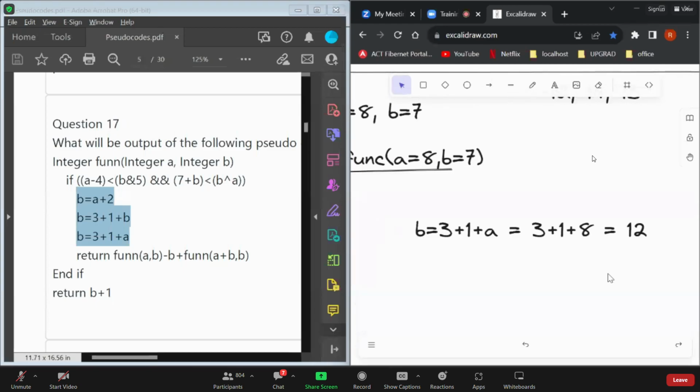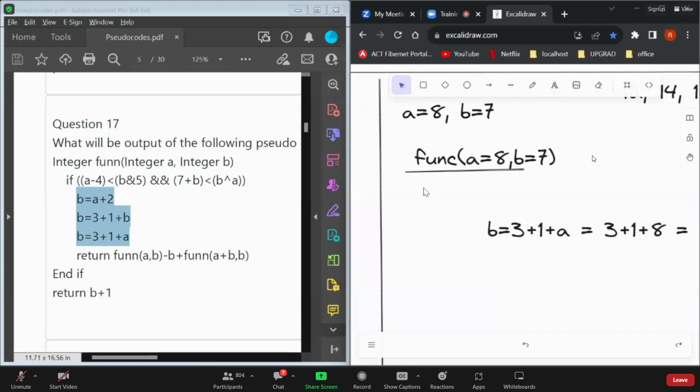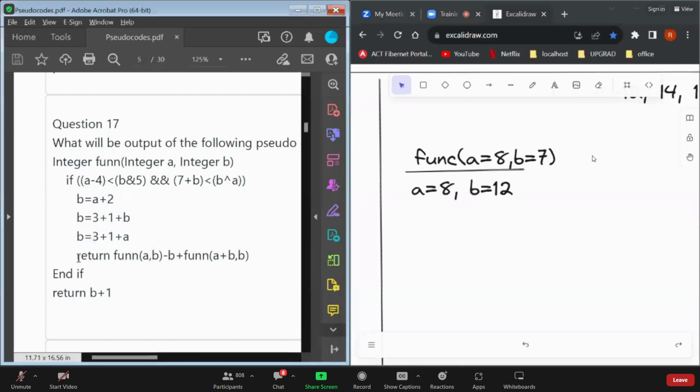Okay, 3 plus 1 is 4, 4 plus 8 is 12. So the new value of b here is 12. I'll just delete this, and this is your answer. Whatever value you get here will be your answer.